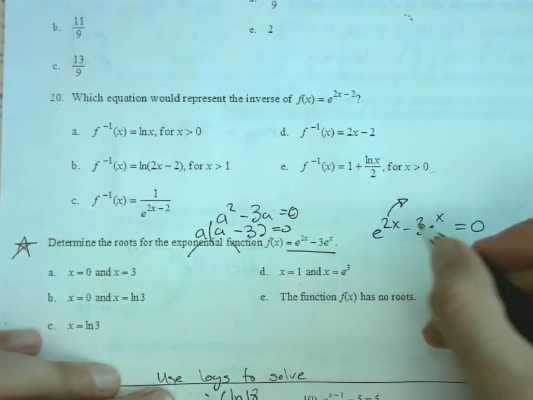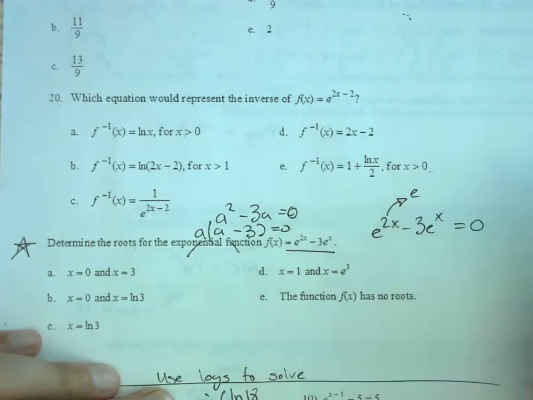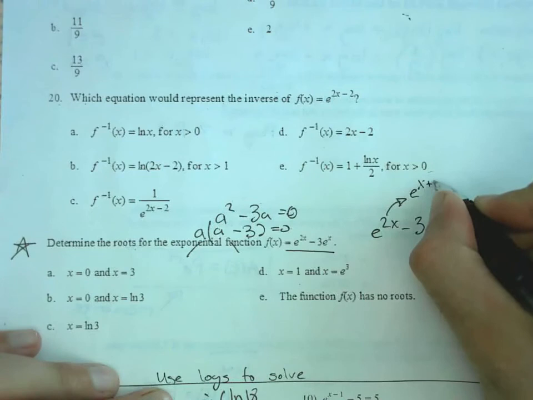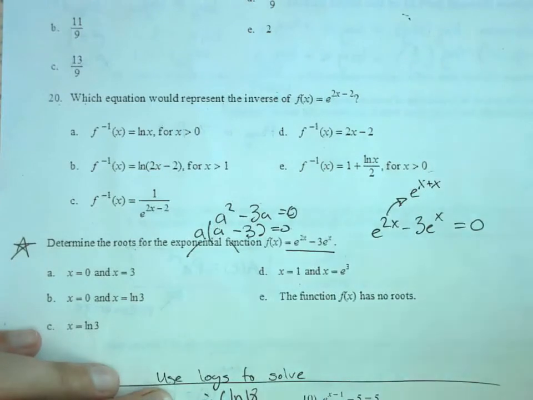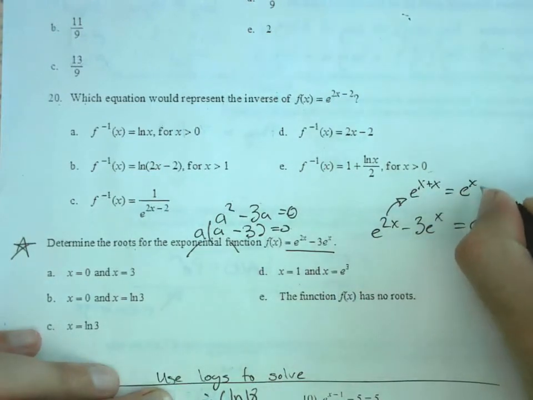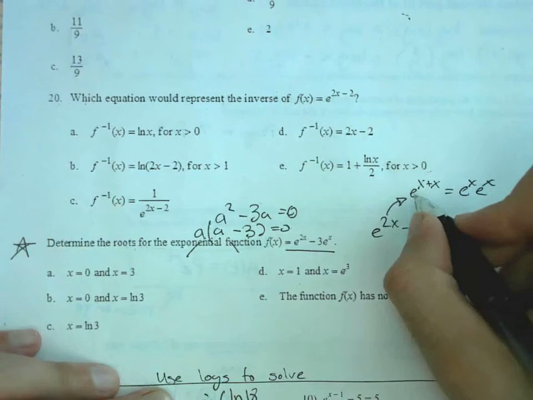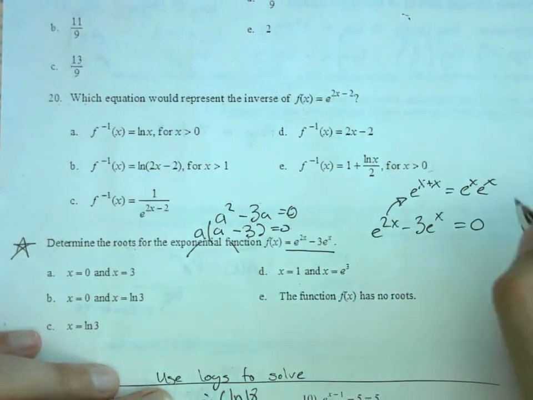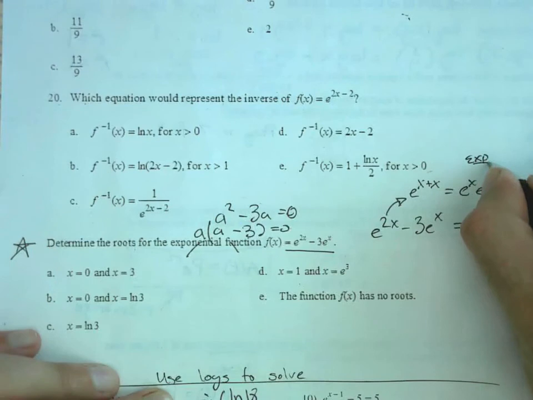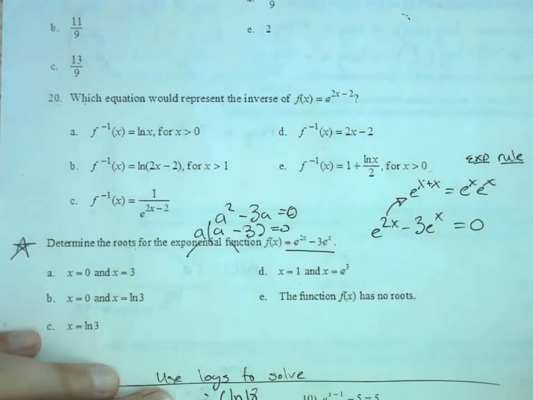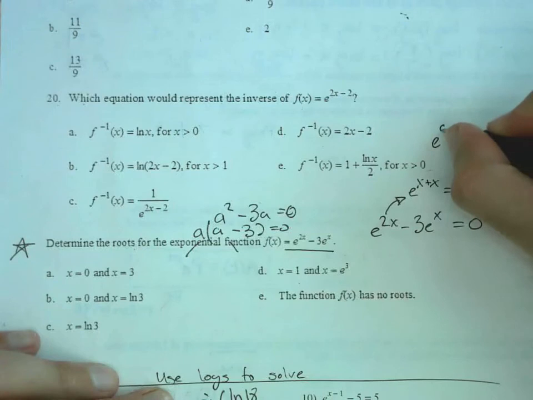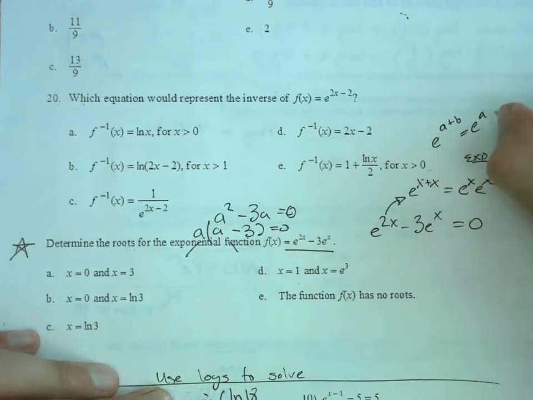We know that e to the 2x is the same thing as e to the x plus x, which is the same thing as e to the x times e to the x. That is an identity that you, again, have to know. Those are exponent rules. And that is a specific exponent rule. It's the rule that e to the a plus b equals e to the a times e to the b.